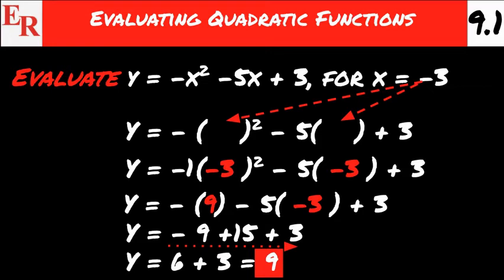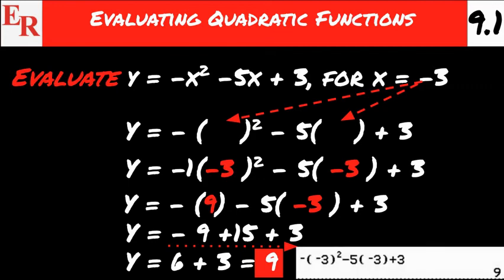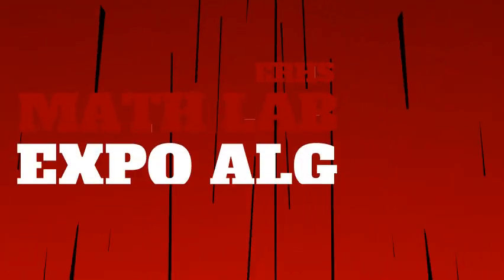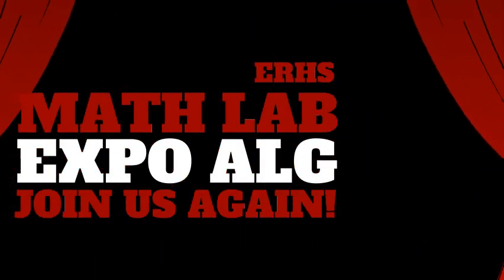If you do it on your calculator to check, again, those parentheses are really important. So make sure you put them around the value, and also make sure you use the negative for the negatives and the subtraction for the subtraction. Notice they're different sizes, so make sure you punch it in correctly. So our final evaluation for -x² minus 5x plus 3 when x is equal to -3 is +9.